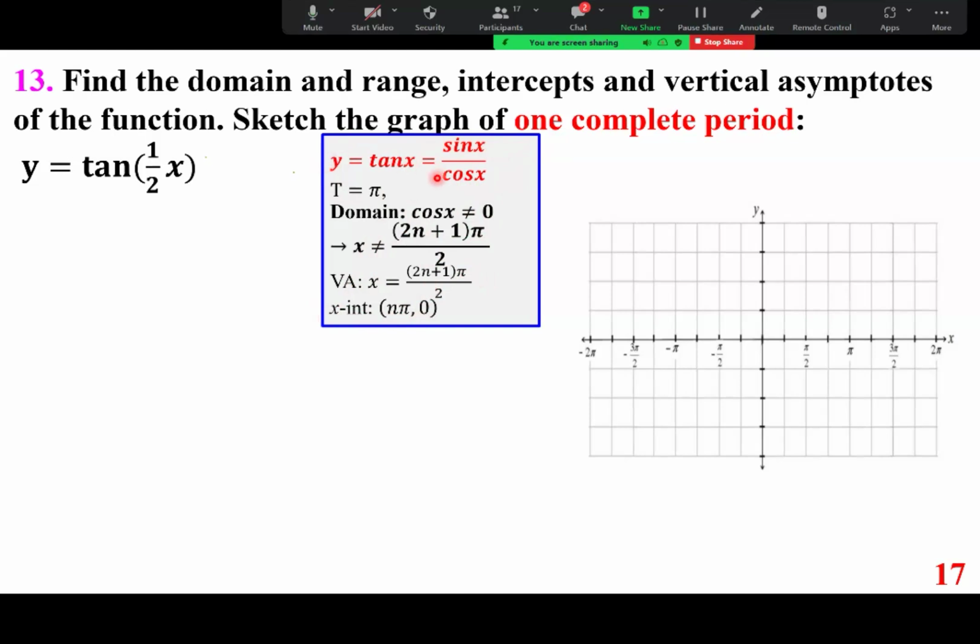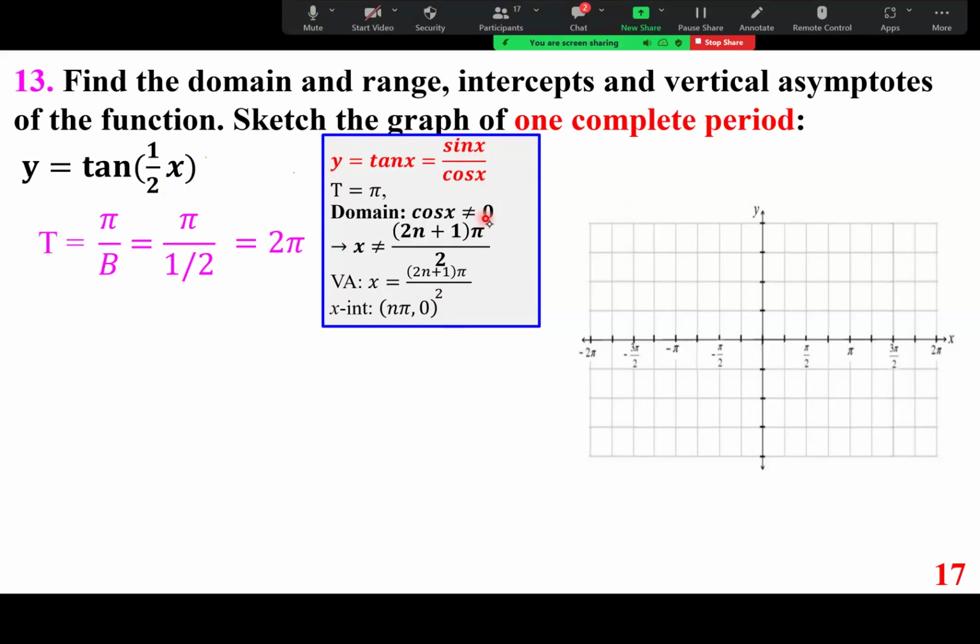X-intercept when y is 0. A fraction is 0 when the top is 0. Sine x equal to 0, n pi comma 0. So all you have to do as far as the change that you make with this one: if the period is pi, they remain the same. If not, you change the location of pi in each case. For example, here, we know T is pi over b, or pi divided by 1/2 makes it 2 pi.